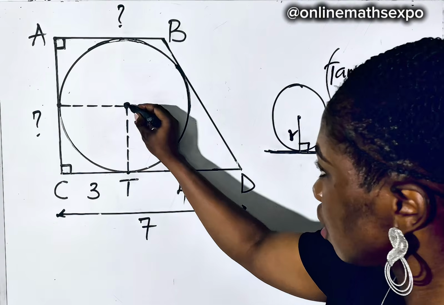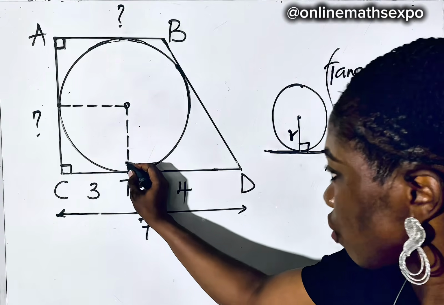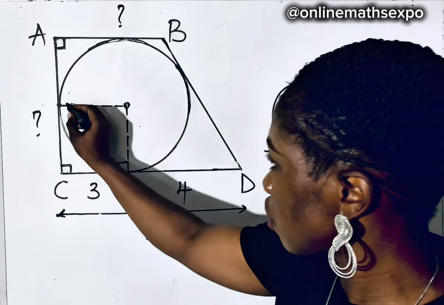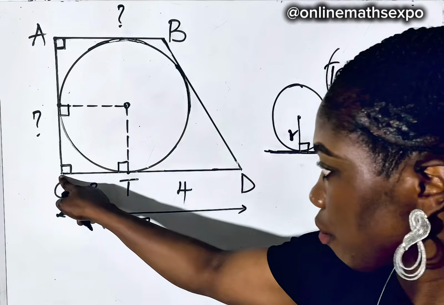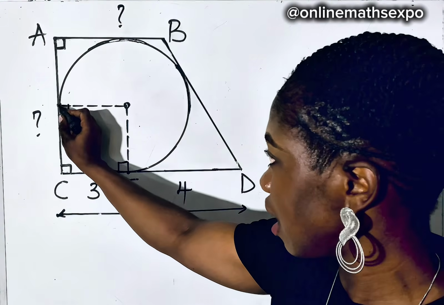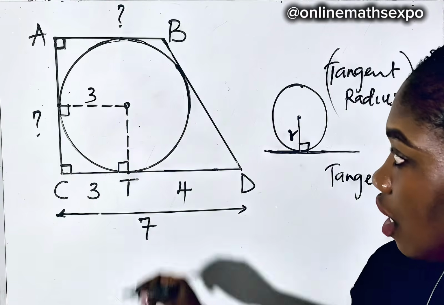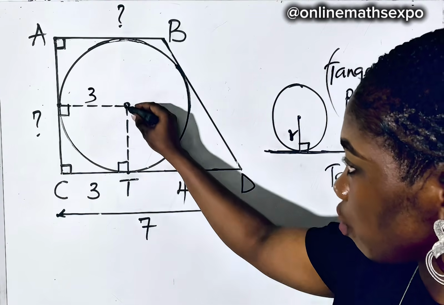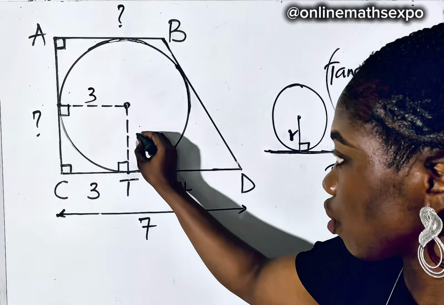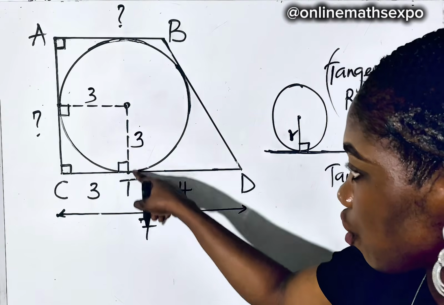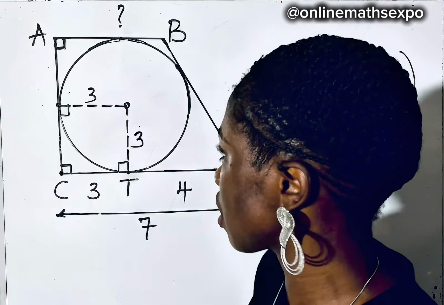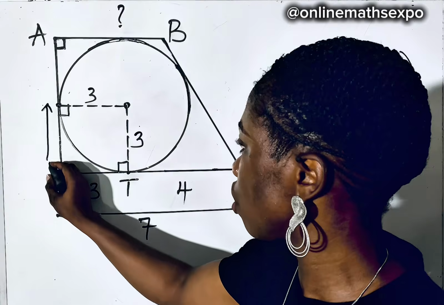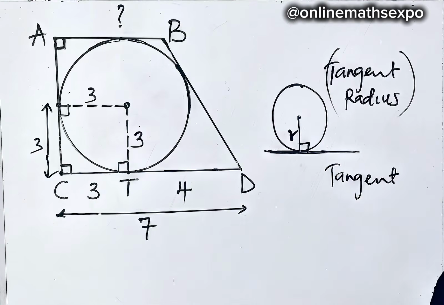So this line from the center touching here gives a right angle, and this from here touches this, giving a right angle here. So you see, we have formed a square. From here to here measures 3. Automatically, this length will also measure 3 units. From here to here is also going to be 3 because this is your radius. This is also going to be your radius. So this length is going to also measure 3 units because it has formed a square. Now, what should we do next?